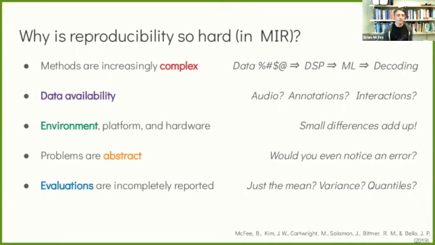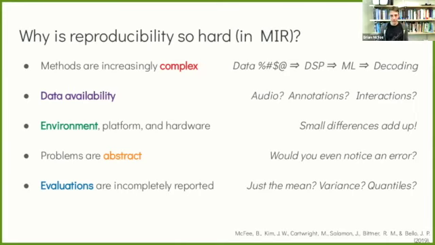But the first thing that I'll say is the methods that we have in MIR at this point are pretty complicated. It used to be that you would have some wave files, you extract some fixed set of features, you put it into a convex machine learning model, you get classifications out and you're done, more or less. And these days, I think that's rarely the case.